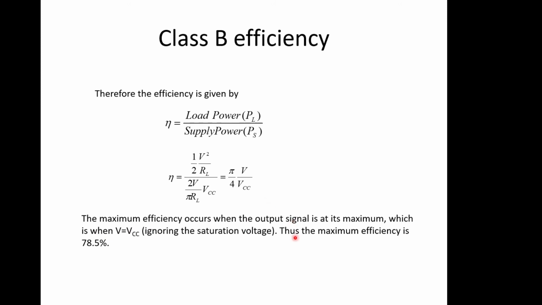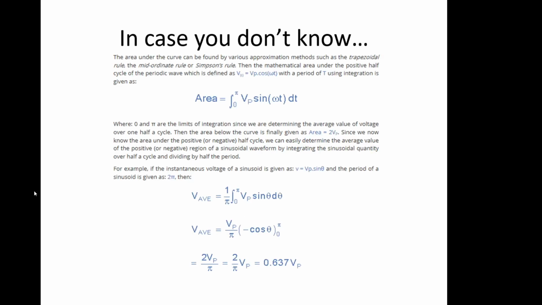So the maximum efficiency of the Class B stage, if we ignore crossover distortion and saturation of transistors, is 78.5%, which is still not great. That's the absolute maximum when the signal is huge. It's still only 78% efficient, and again we're going to run into distortion issues if we operate at that level, but it's better than 25%, so we're getting in the right direction.